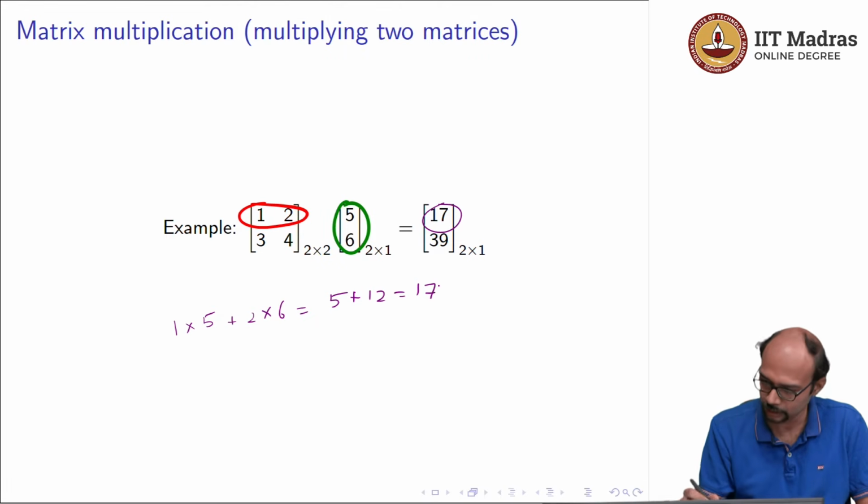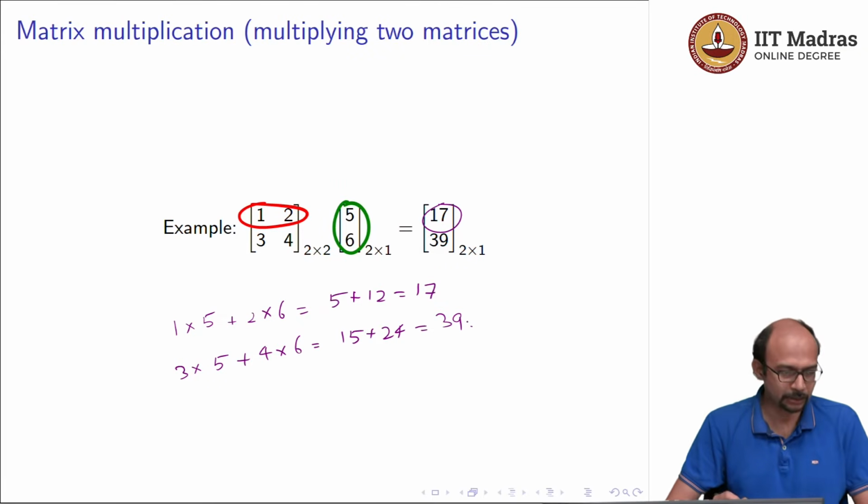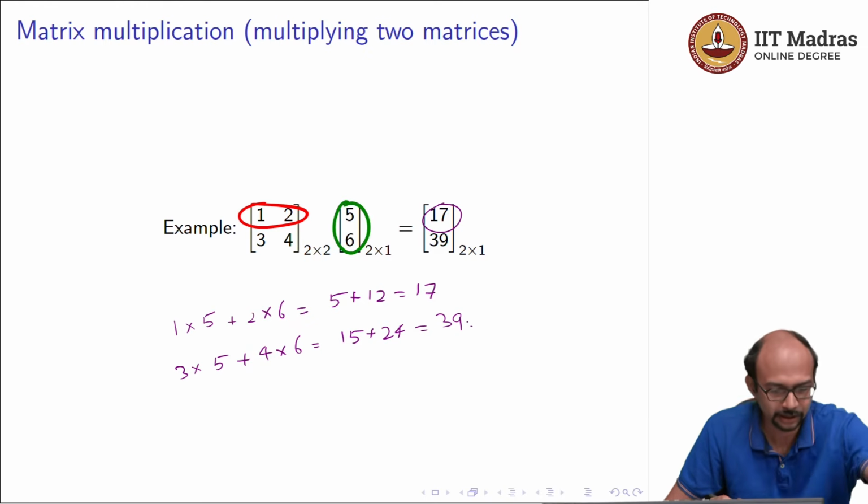Okay, so for the 39, I do 3 times 5 plus 4 times 6, which is 15 plus 24. And indeed, this is 39. So I hope it's clear how we are getting these entries. Now, how do I abstractly define matrix multiplication?